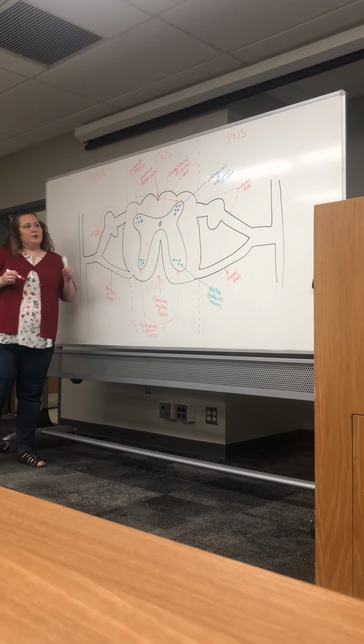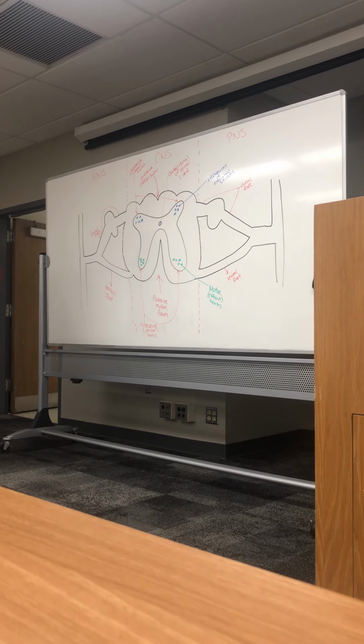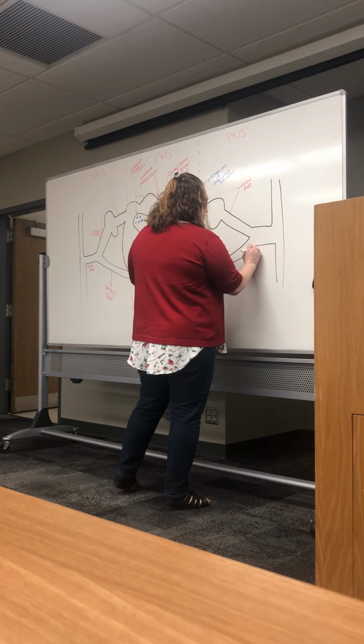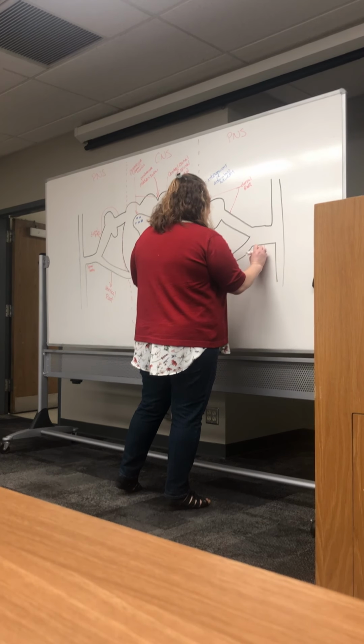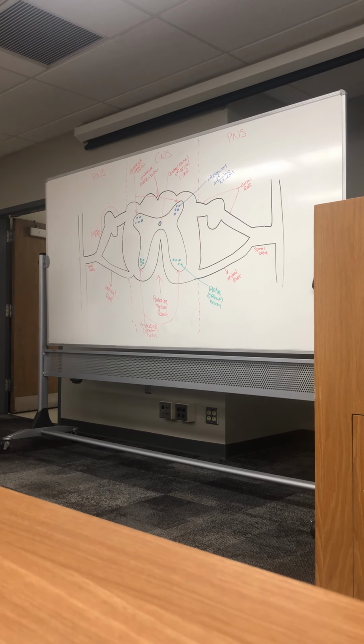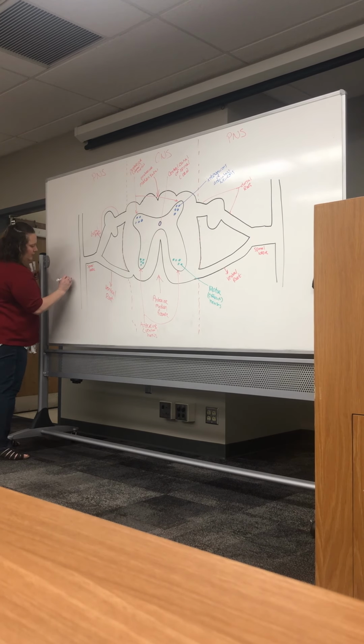The ventral root and the dorsal root come together in the intervertebral foramina to form what? Spinal nerve. The spinal nerve comes out, divides, and the two major branches are, you remember? Dorsal and ventral rami. So this is going to be your ventral ramus. This is going to be your dorsal ramus.